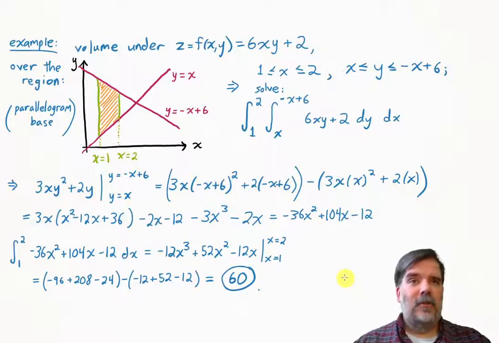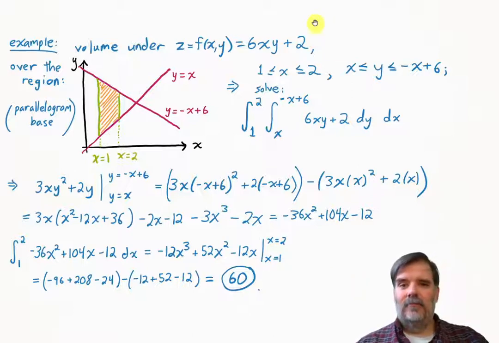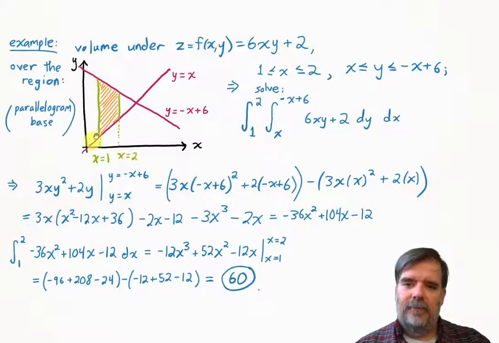So, as long as you can write down the functions which define your region, you can calculate lots of new kinds of double integrals. So for this next example, let's say we want the volume under the surface 6xy plus 2, lying under this surface, but over this shaped region. So this is actually, oops, it's not a parallelogram. It's a trapezoid. I hope you'll forgive me that.